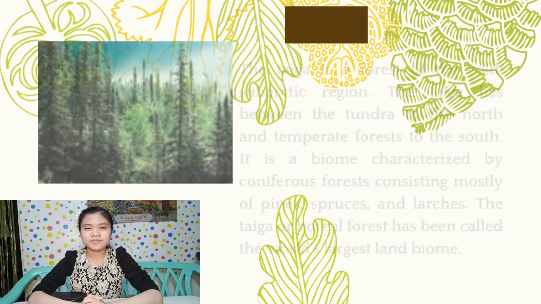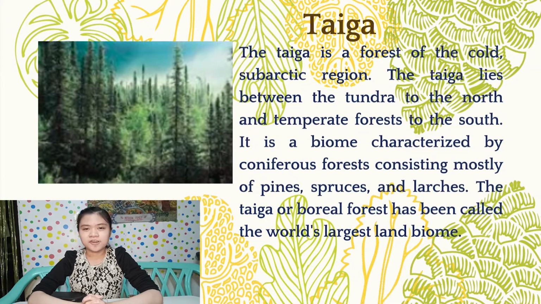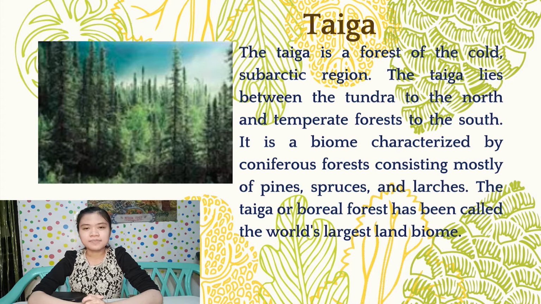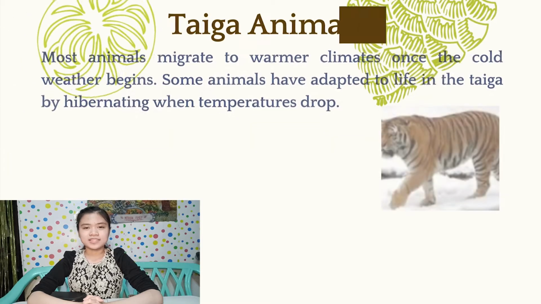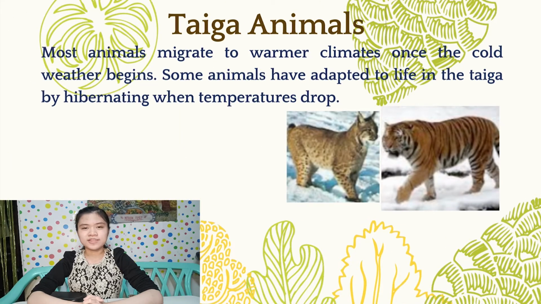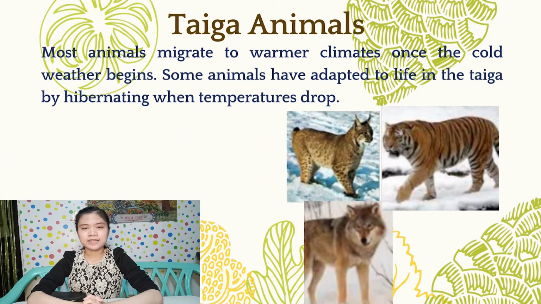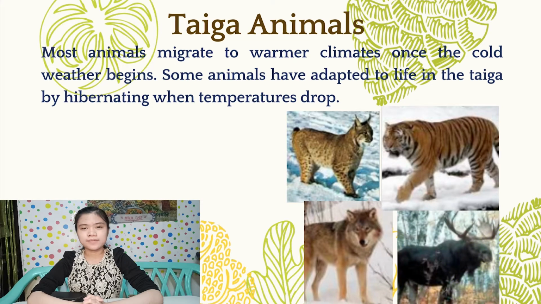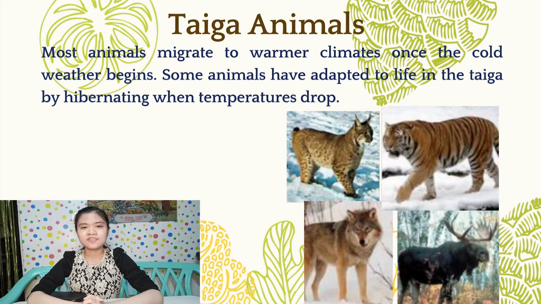The taiga biome is also known as coniferous forest or boreal forest. It typically has short wet summers and long cold winters. It is also called the world's largest land biome. Just like in tundra, most animals hibernate or migrate when winter begins. Other animals have adapted to the extremely cold temperatures by producing a layer of feather or fur to keep them warm from the cold.